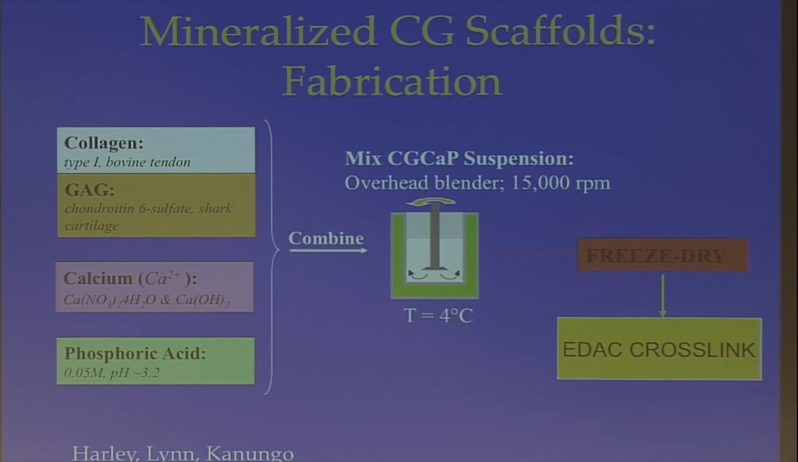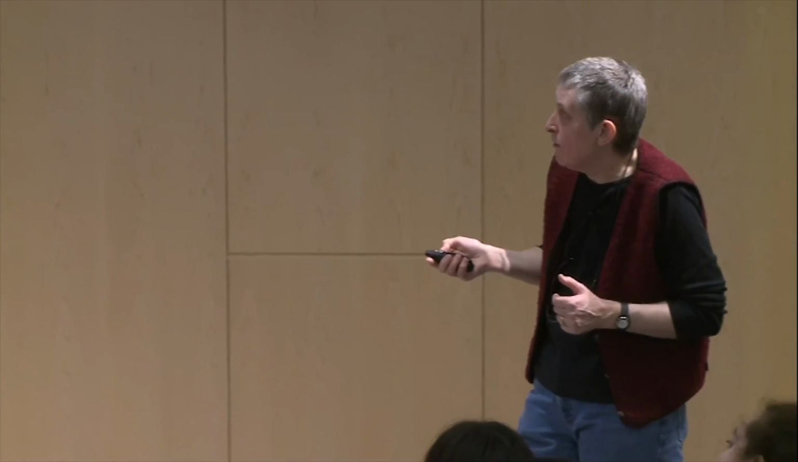And then the process was very similar. So we have this slurry, we mix the slurry up, we did a freeze-drying process, and then we cross-linked it with a chemical cross-linker called EDAC. So it's just a chemical that you put into this, and it cross-links it all. So that was kind of how we made the mineralized scaffold.